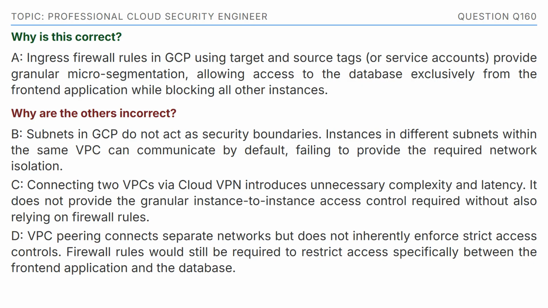Why are the others incorrect? B. Subnets in GCP do not act as security boundaries. Instances in different subnets within the same VPC can communicate by default, failing to provide the required network isolation. C. Connecting two VPCs via Cloud VPN introduces unnecessary complexity and latency. It does not provide the granular instance-to-instance access control required without also relying on firewall rules. D. VPC peering connects separate networks but does not inherently enforce strict access controls. Firewall rules would still be required to restrict access specifically between the front-end application and the database.